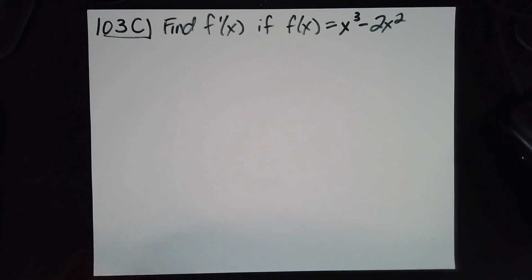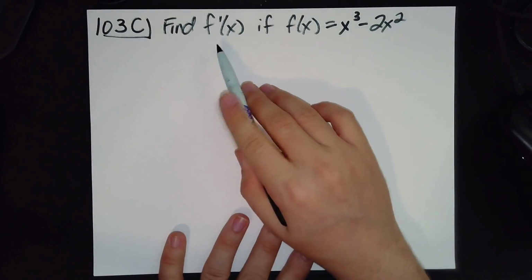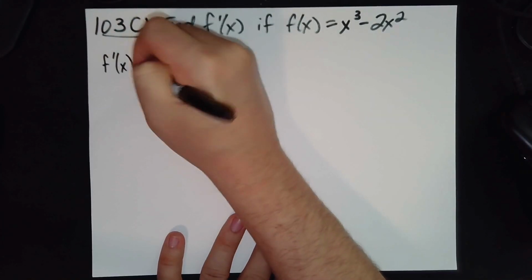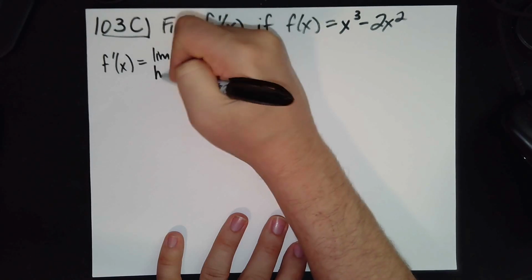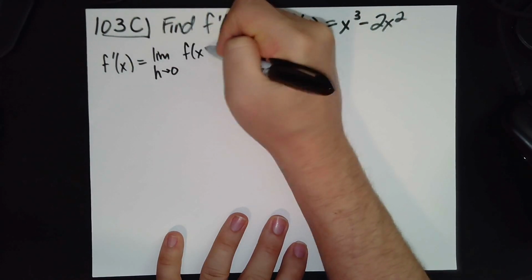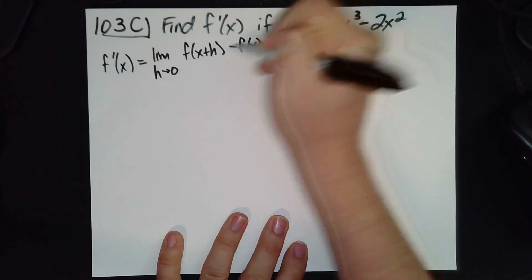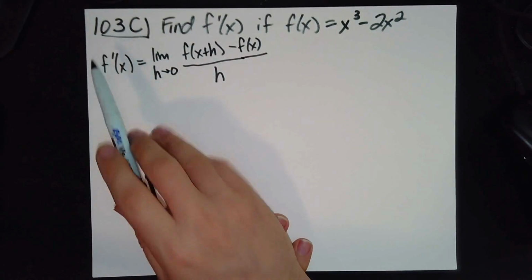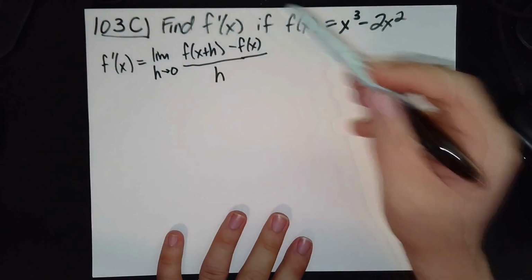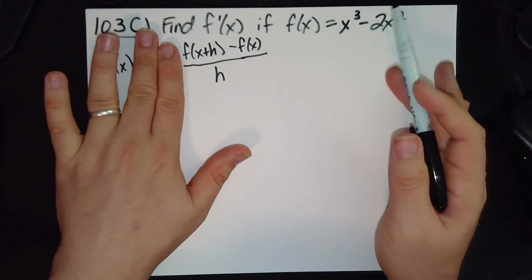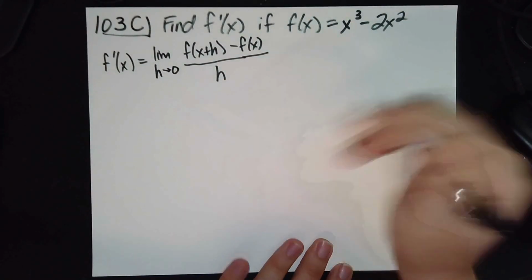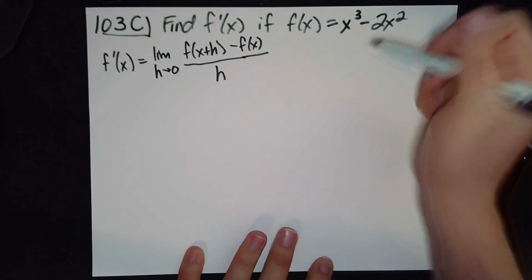All right. So we are going to start here with 103C. This is find f prime of x if f of x is this. So we remember f prime of x is the limit as h goes to 0 of f of x plus h minus f of x divided by h. I should note, the way this was actually worded in the homework, 103C was just find that, and 104C was find this, but I'm just going to go ahead and do it all here because why not?